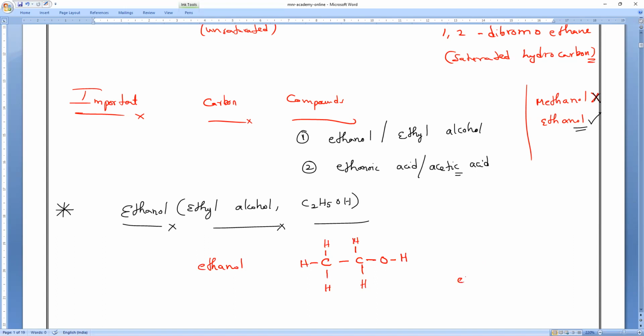Now, if I draw the electron dot structure, everywhere I have to replace each bond with one pair of dots. So C, C, H, H, H, here also H and H, here O and H. So I will replace each with one pair of dots. But I will see who will make it correctly. So carbon and hydrogen, carbon and hydrogen, carbon and oxygen completed.